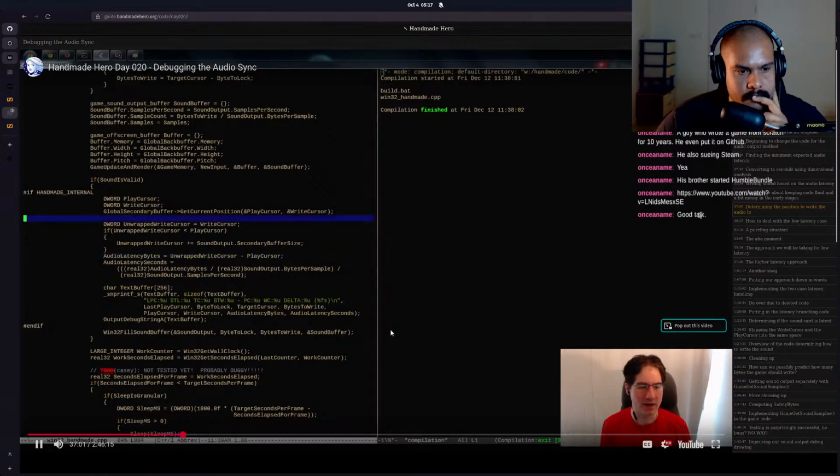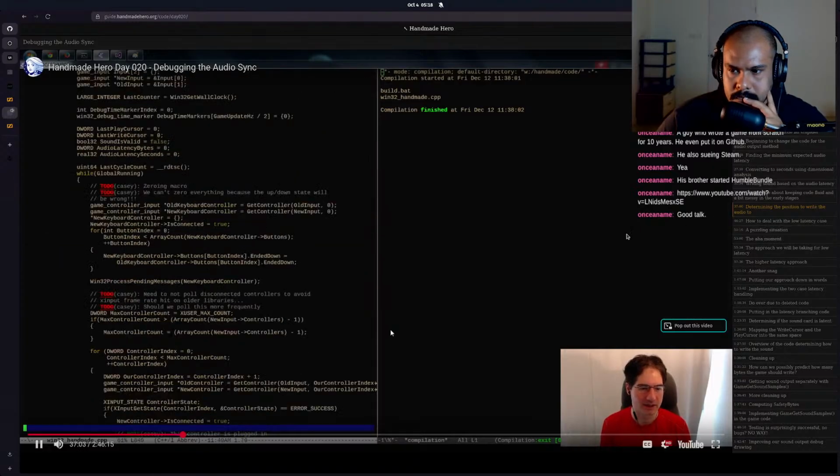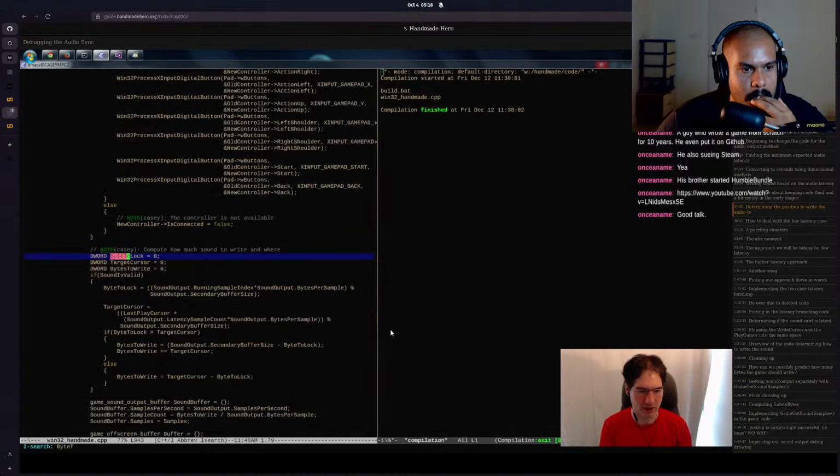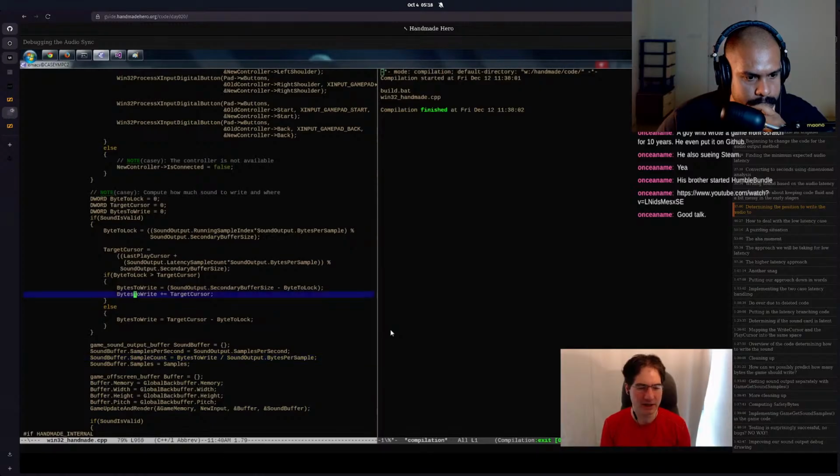All right, so anyway, we've got those values now. So what we need to do is think about when we're going to do our computation of where we want to write to. Basically, we know what our audio latency is. We know what the write cursor was, right? And so really all we have to determine is how much past the write cursor we actually want to write, in terms of the sample count.